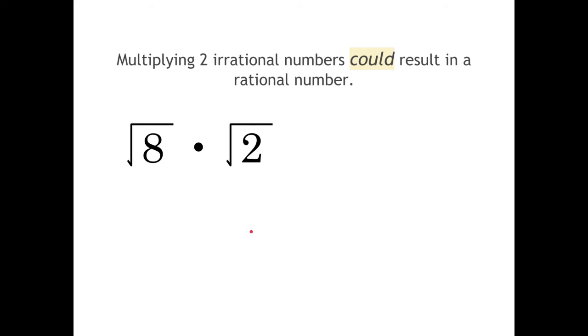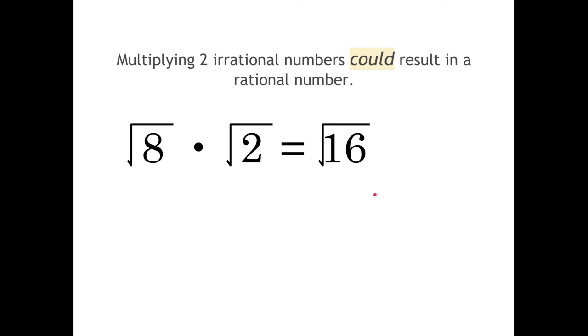Now, there's a rule with square roots, and you don't really have to know it so much: if you multiply two radicals together, you multiply the radicands to get the new radical, which is radical 16. So radical 8 times radical 2 will equal radical 16. You multiply the radicands together to get radical 16.